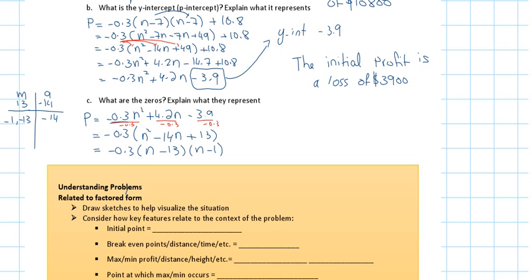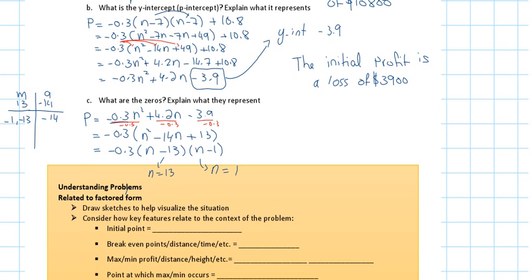Are we okay with this so far? Now, what are your zeros? 13 and 1. Remember, you set them equal to 0 and you move it over so it gives you the opposite answer. Okay, so my two zeros are 13 and 1.